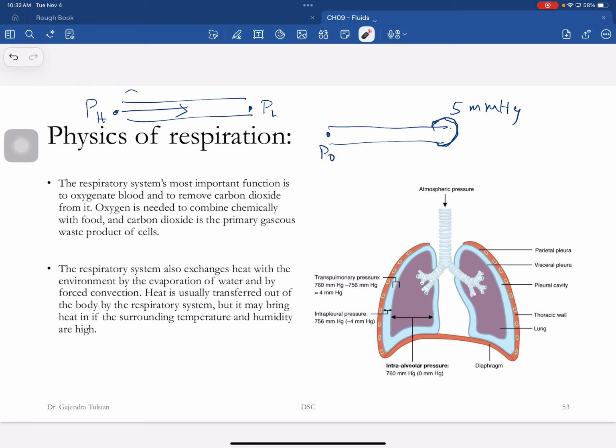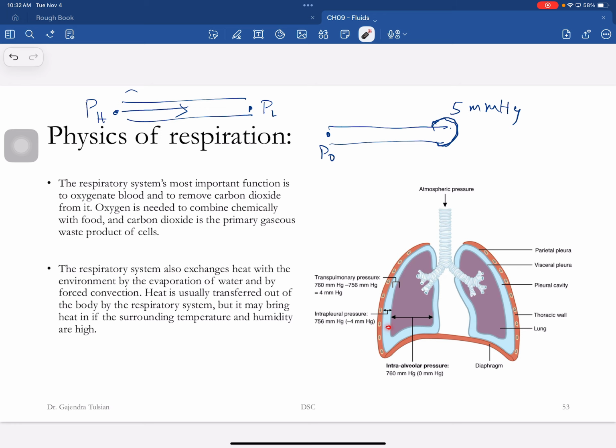So that's why you have a cavity, this cavity, where there's a partial vacuum. The pressure here is about minus 4 millimeters of mercury, less than atmospheric pressure.